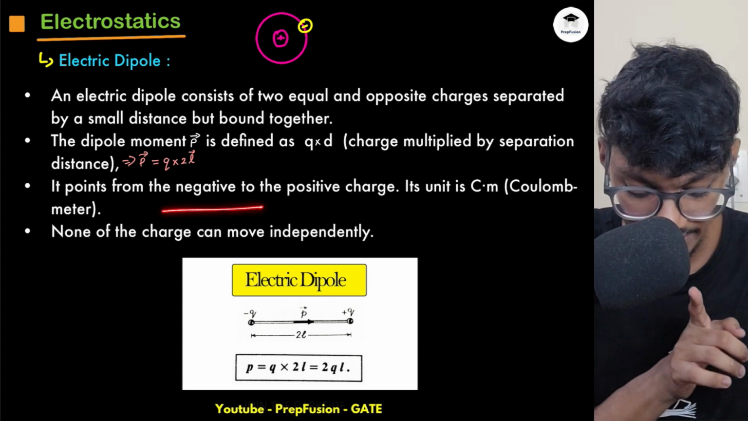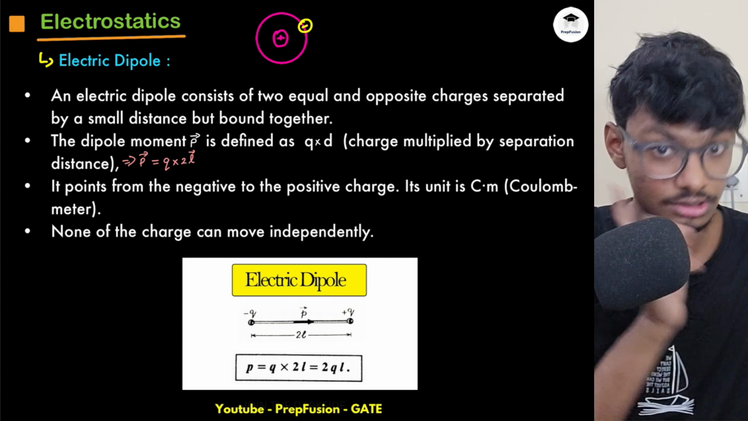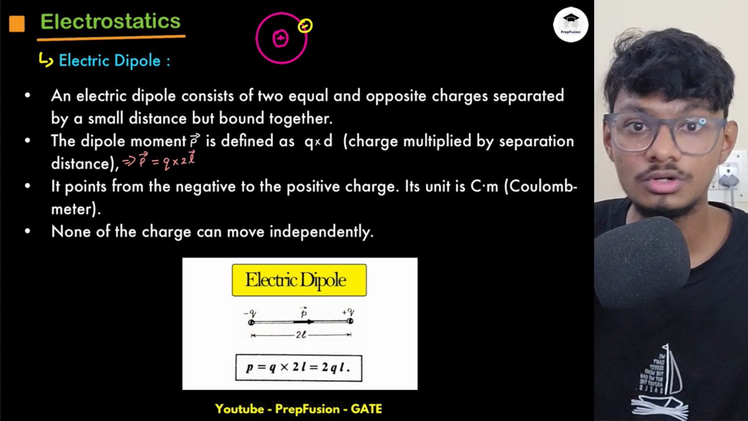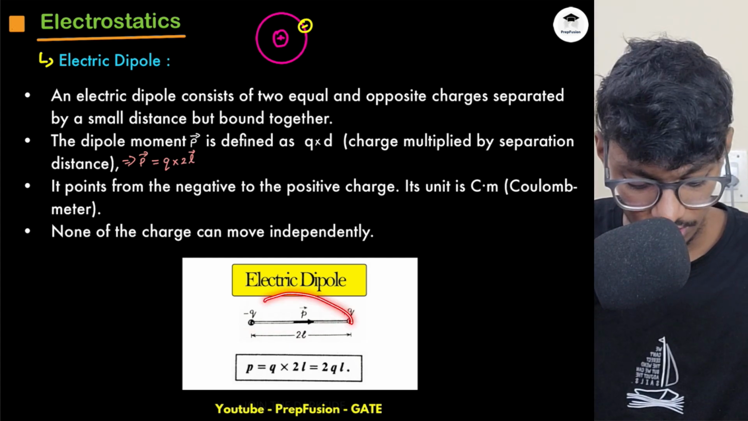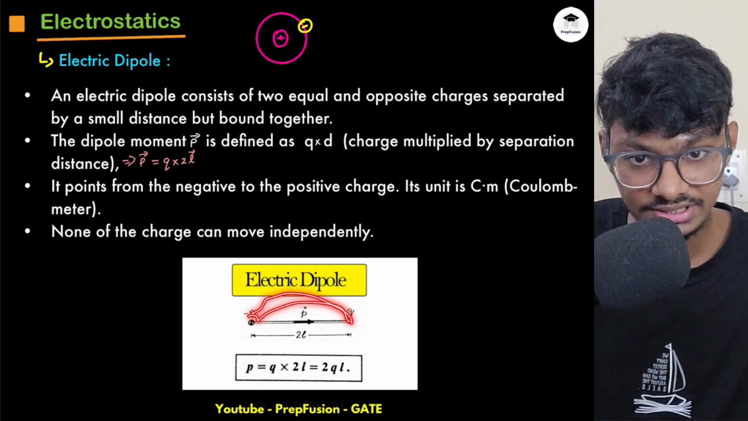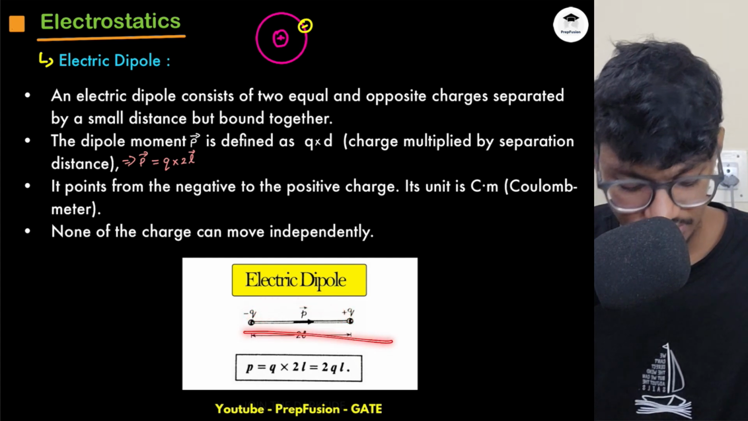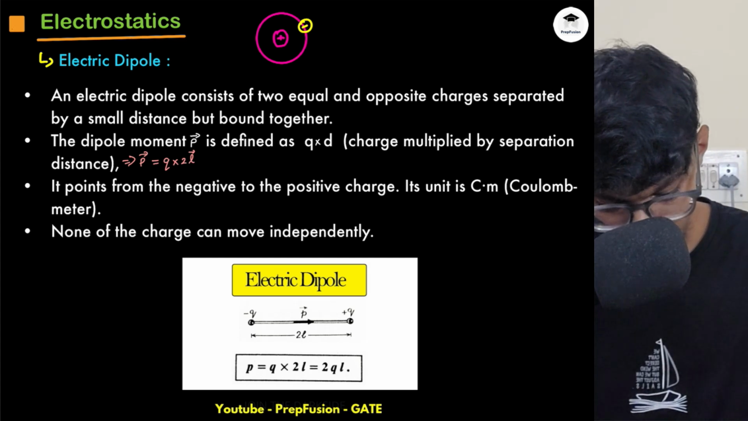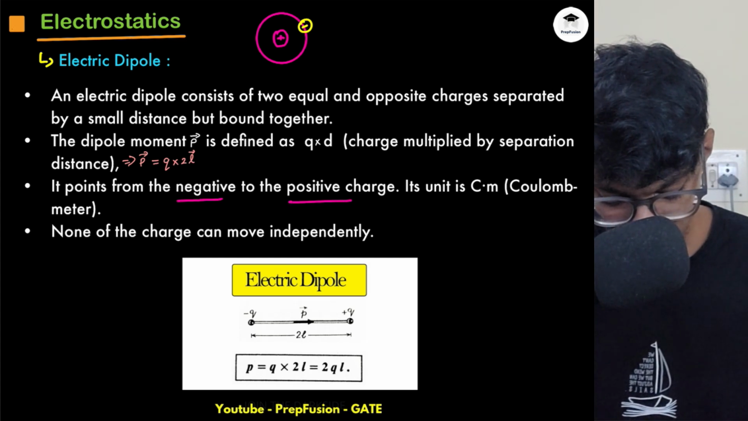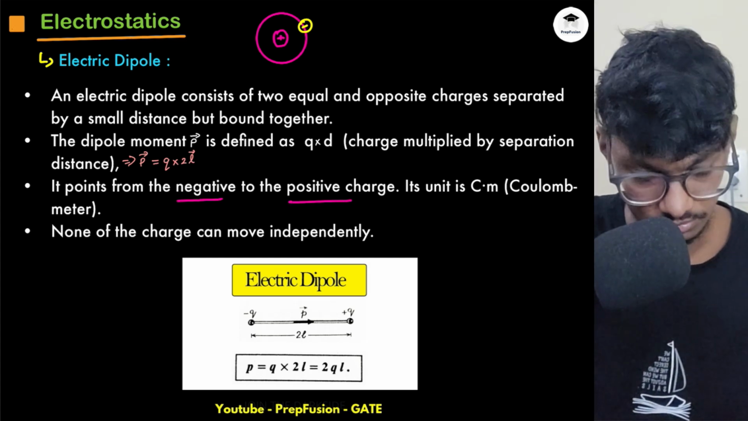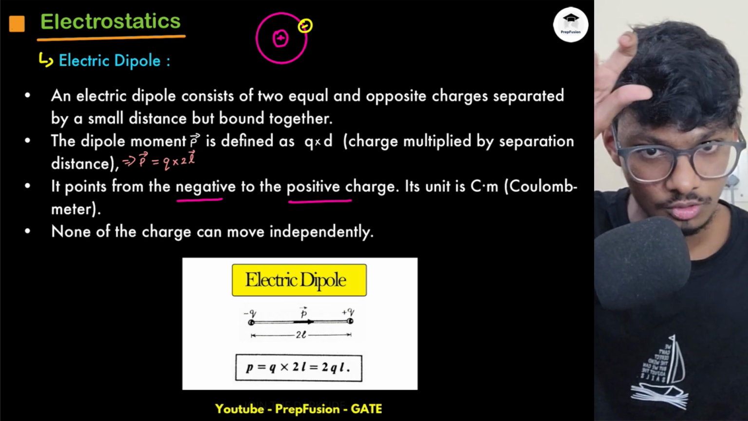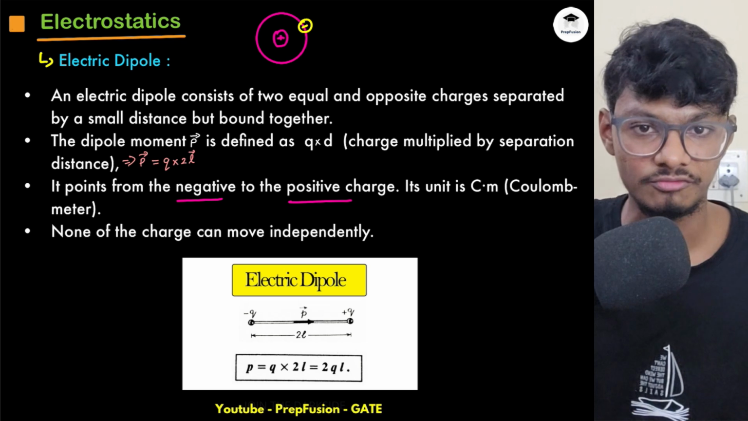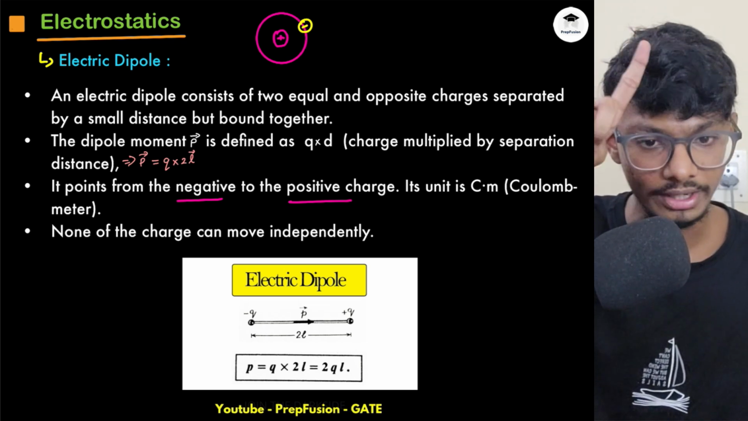The direction of the l vector will be from negative to positive charge, basically opposite to the electric field, because the electric field radiates from positive and terminates at negative. Just the opposite: opposite of the electric field, it will be from negative to positive. So keep two things in mind. One, the dipole moment equals q into 2l vector. Another, the direction of the l vector is from negative to positive. Why? I will explain in a minute.